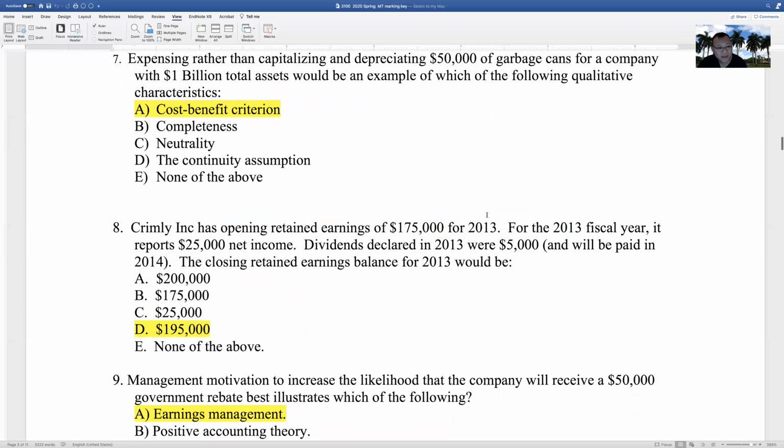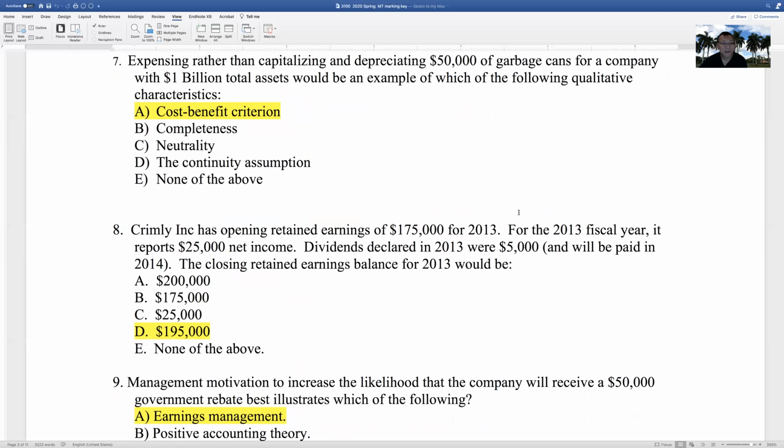Question number 7. Expensing rather than capitalizing and depreciating $50,000 of garbage cans for a company with $1 billion total assets would be an example of which of the following qualitative characteristics? The answer is A, cost-benefit, right?